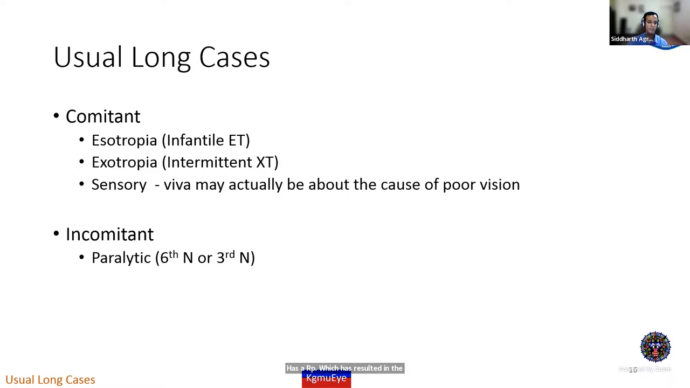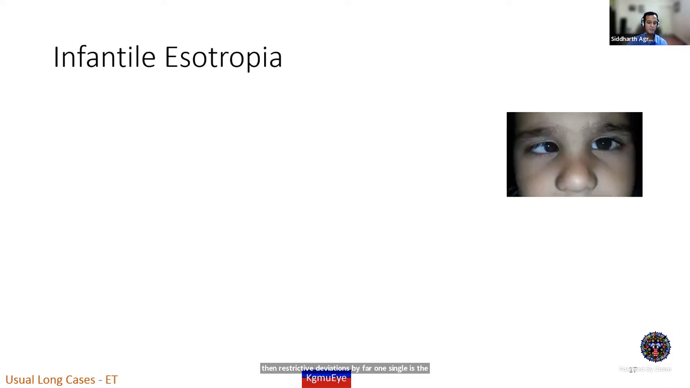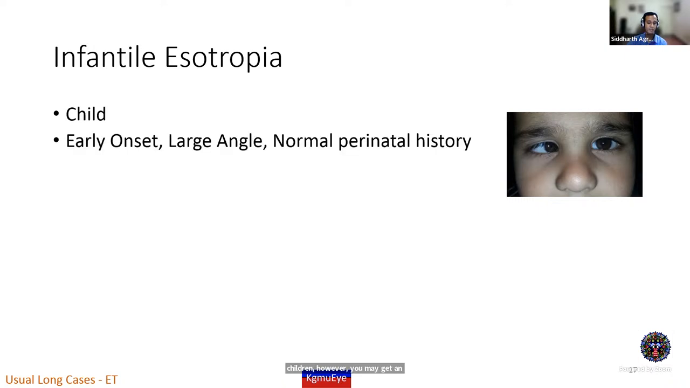In incomitant deviations, usually you are given sixth nerve or third nerve palsies. And in restrictive deviations, by far, Duane syndrome is the favorite. Now we'll be dealing with some of these conditions. The usual presentation of infantile esotropia is in children. However, you may get an adolescent or an adult in your exam. The salient features would be early onset, large angle, and a normal perinatal history.